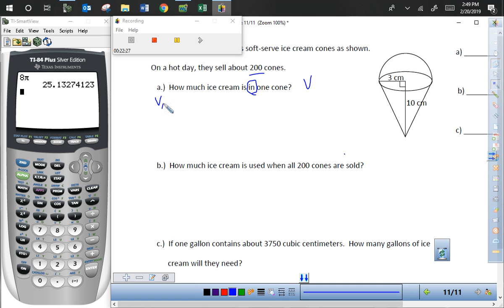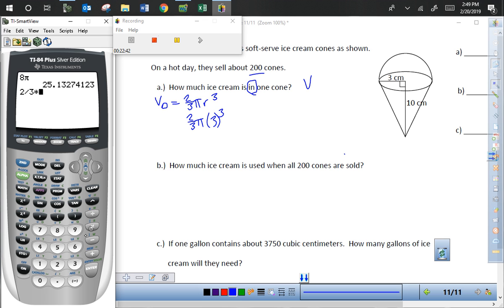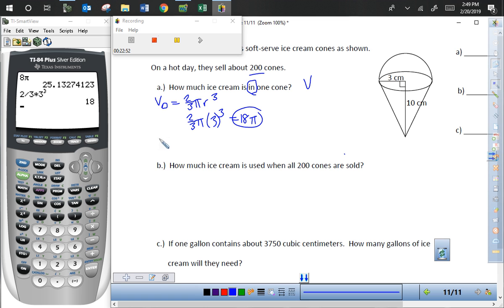So the first one, we've got the volume of the hemisphere. That's our 2/3 pi r cubed. So 2/3 pi, our radius here in the picture is 3, cubed. So we'll take 2/3 times 3 to the 3rd power. That gives you 18, and then that pi on the end. So we'll use that.